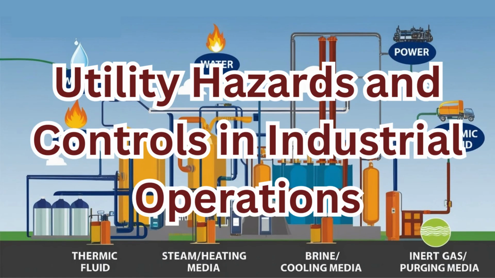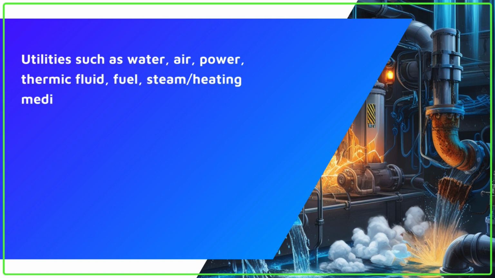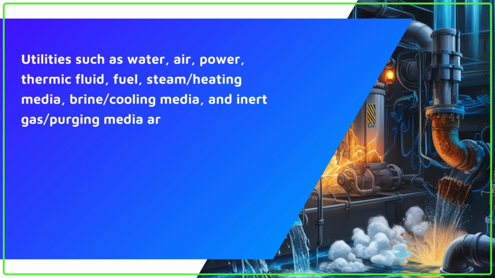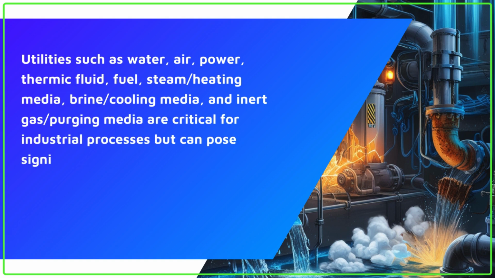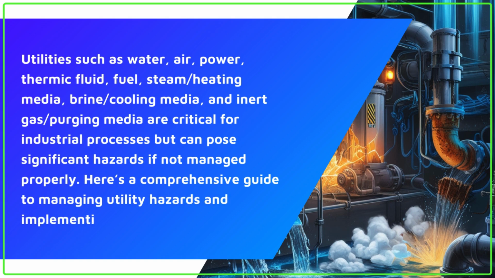Welcome to our presentation on utility hazards and controls in industrial operations. Utilities such as water, air, power, thermic fluid, fuel, steam heating media, brine cooling media, and inert gas purging media are critical for industrial processes but can pose significant hazards if not managed properly. Here's a comprehensive guide to managing utility hazards and implementing safety controls.